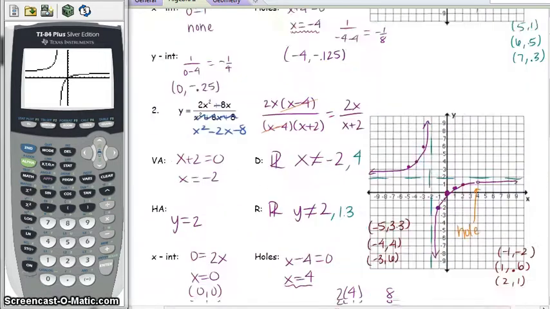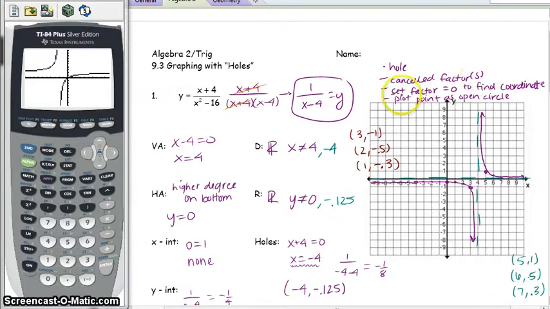Ooh, and we can have more than one hole. So our canceled factor was actually canceled factors. So we can have more than one. So same rules apply if we cancel out more than one. It's just two different points or multiple depending on how many canceled factors we have.